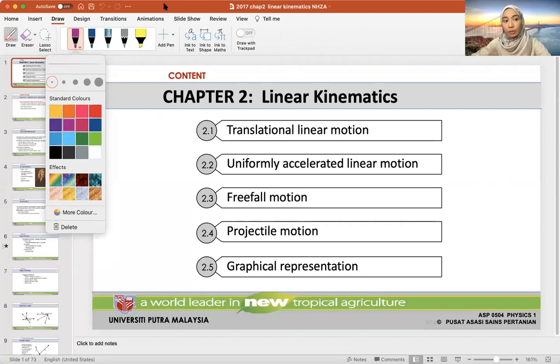Okay, so kita akan buat chapter 2 today. Chapter 1 is over. Please do the assignment. If you have difficulty answering any question, you can discuss with your friends and you can also ask me. Okay, boleh. No problem with that.